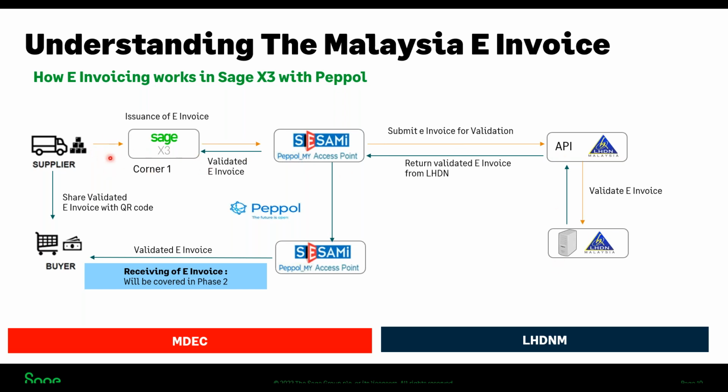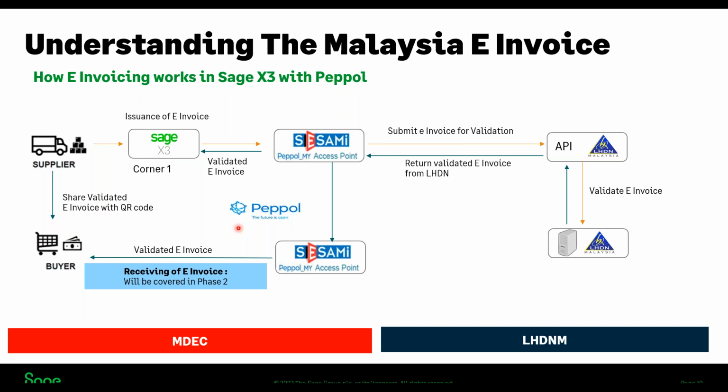And after the invoice has been validated, Sage X3 will convert it into a QR code and then embed this QR code into your report. So when you're printing your report, the QR code will be displayed nicely in your report. Then you can share that report with your buyer.